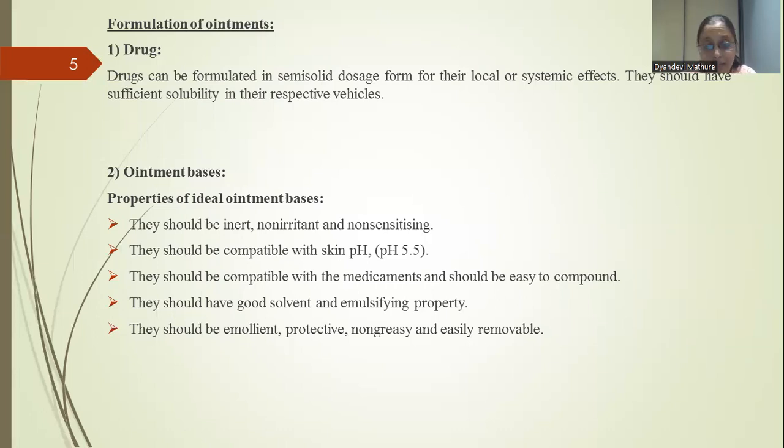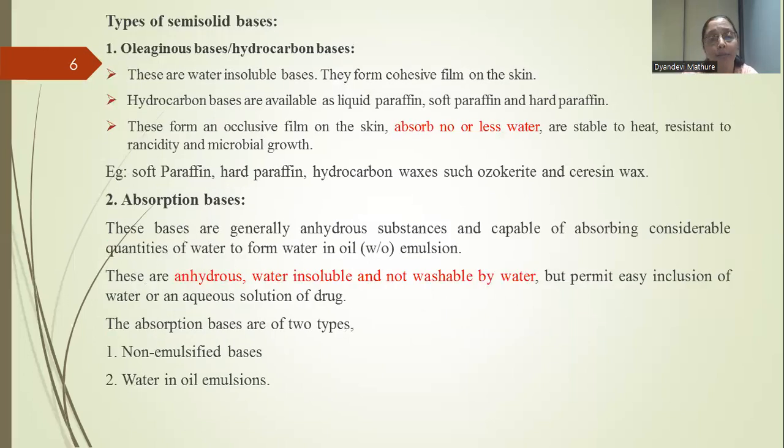It should be non-greasy. Whenever we are applying that ointment, your base should be non-greasy and it should be easily removable from the surface of your skin. It should be easily washable. So what are the types of semi-solid bases? A very important part in the formulation of ointment is the types of ointment bases or types of semi-solid bases.